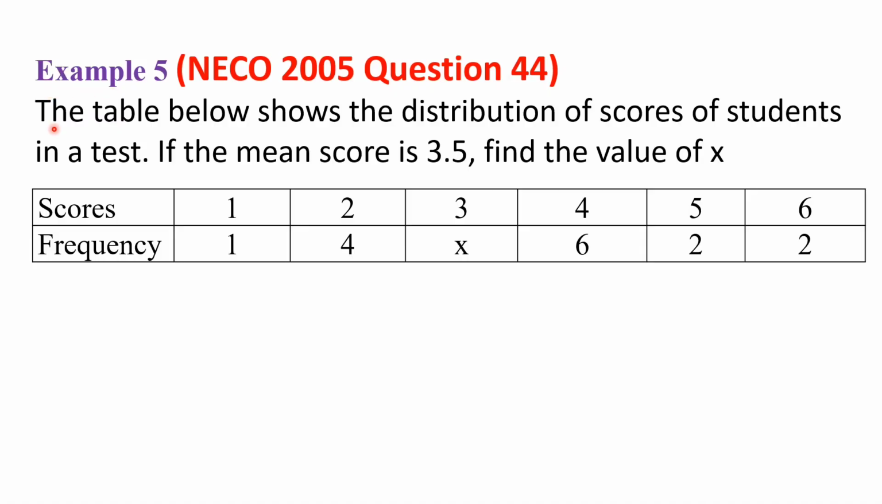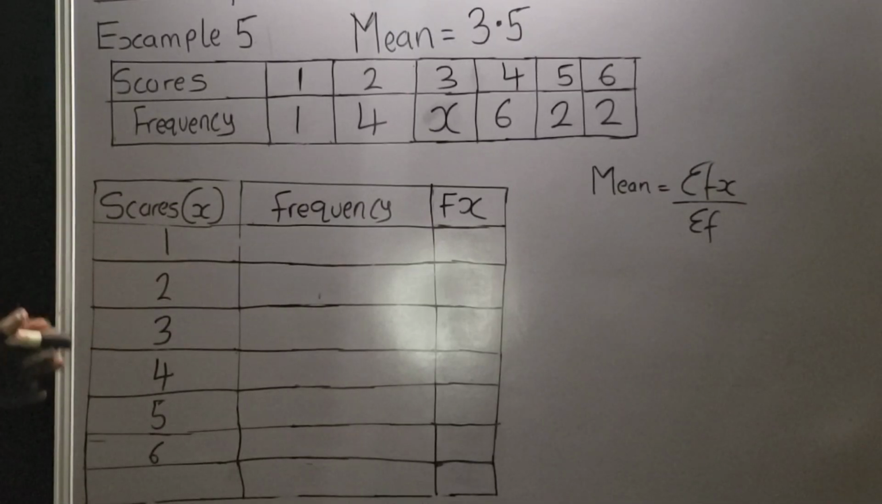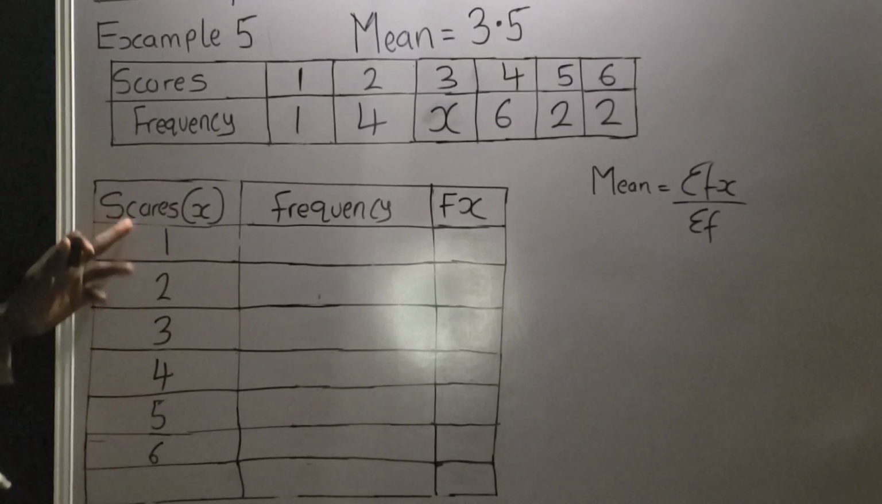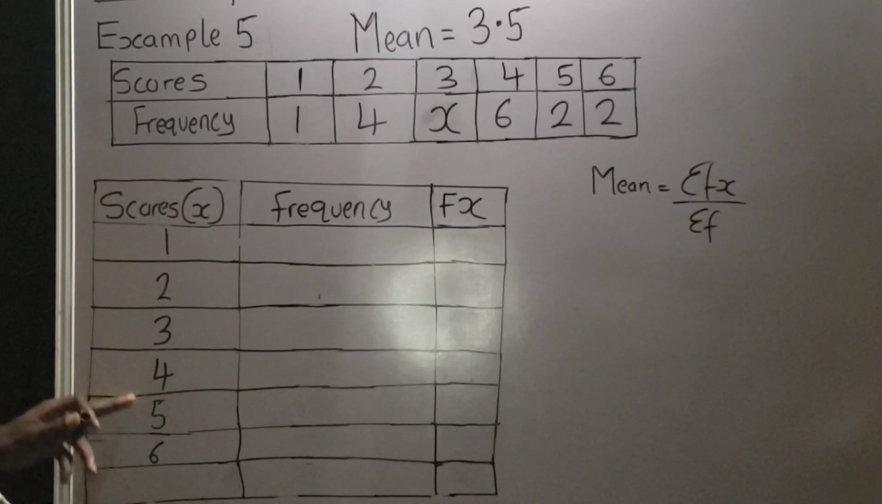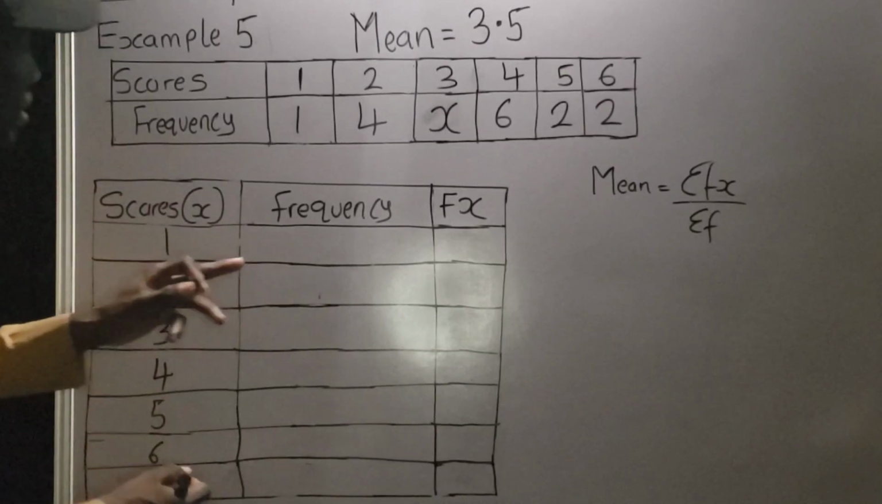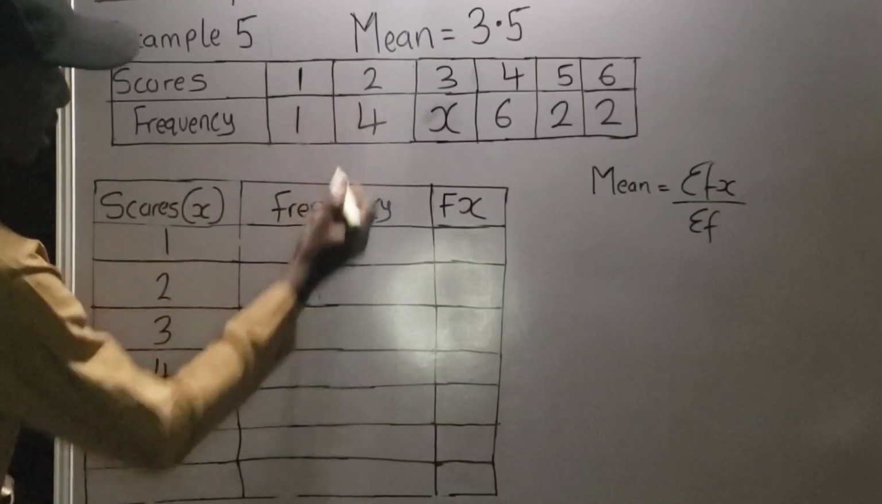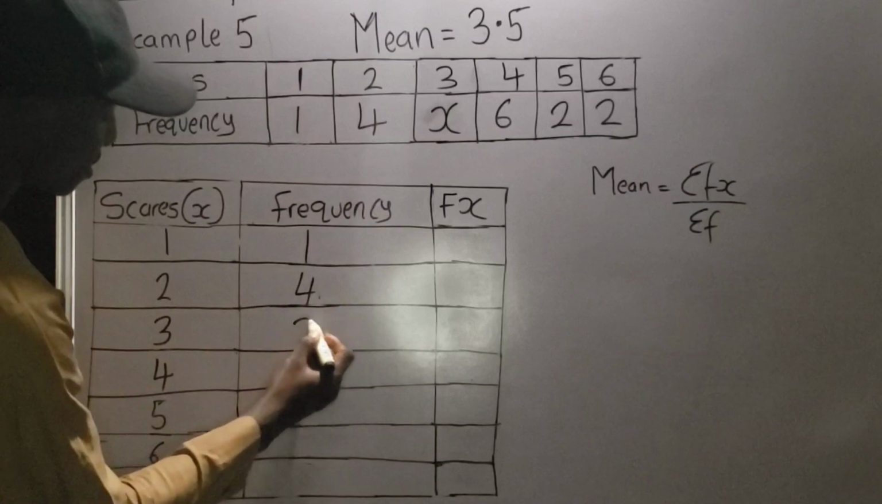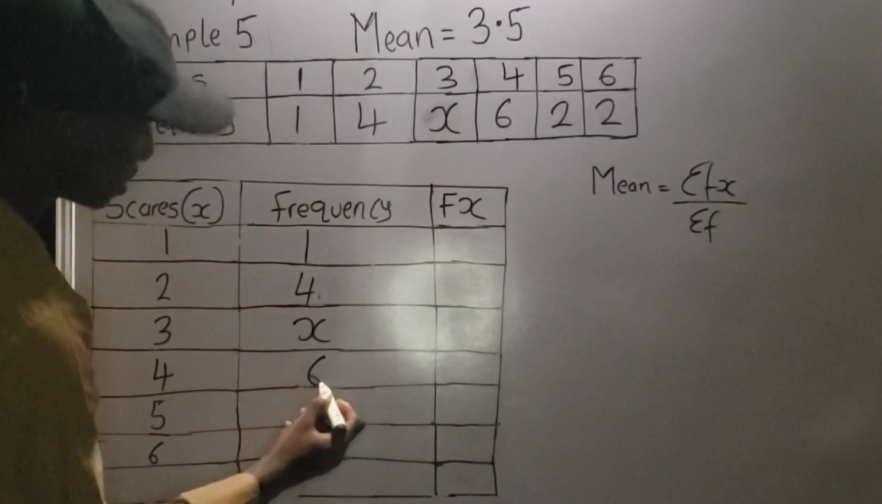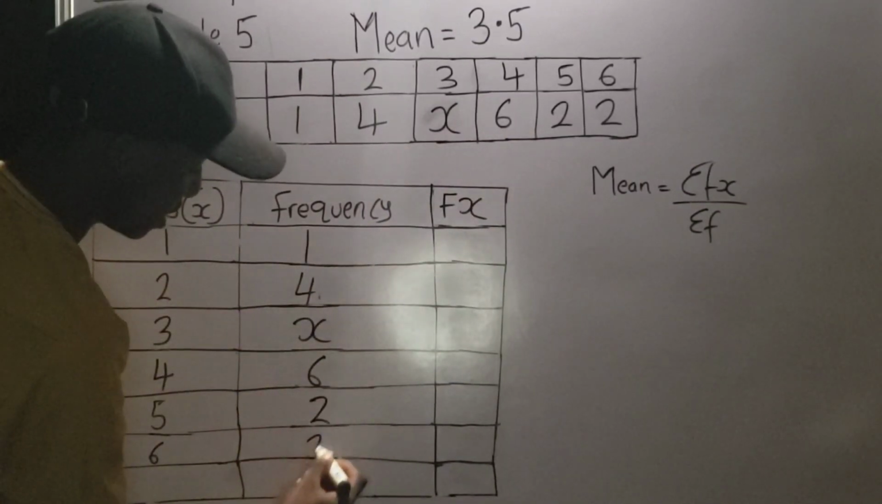Example 5. The table below shows the distribution of scores of students in a test. If the mean score is 3.5, find the value of x. Don't forget, the first step is that you prepare your table. I have my table. I've already written the scores: 1, 2, 3, 4, 5, 6. So let me write the frequency of each score. For 1, that is 1. For 2, that is 4. Then x, then 6, 2, then 2.